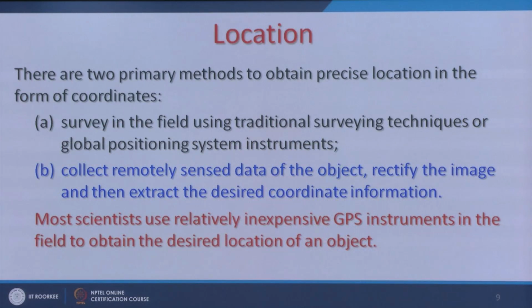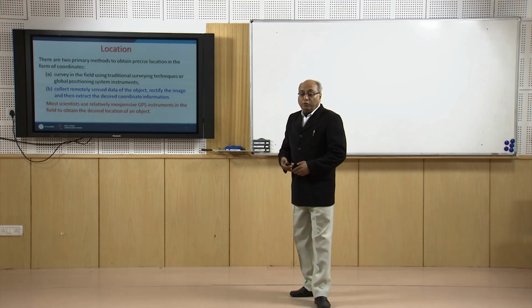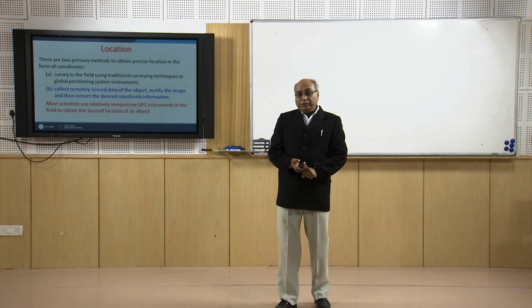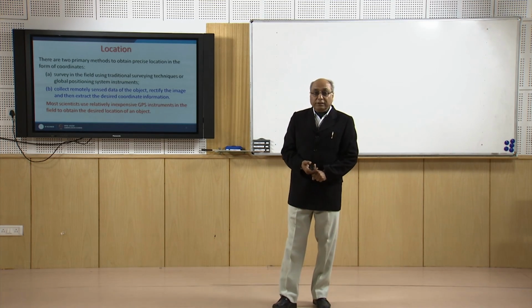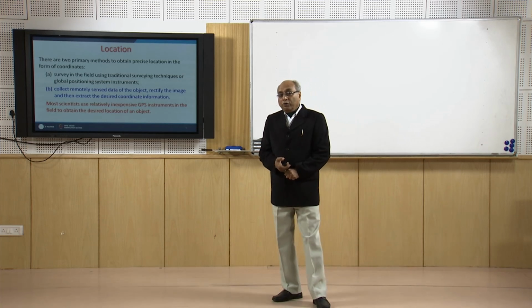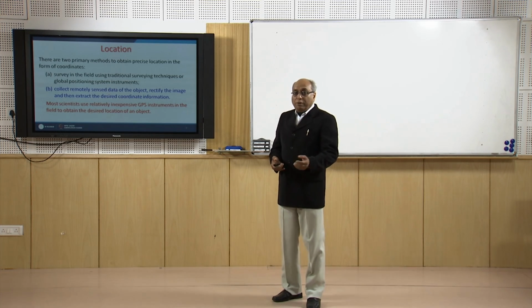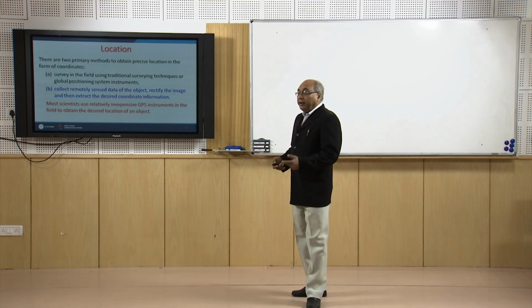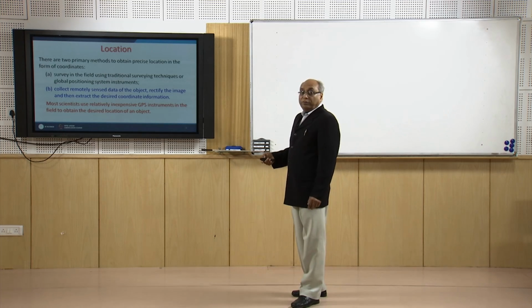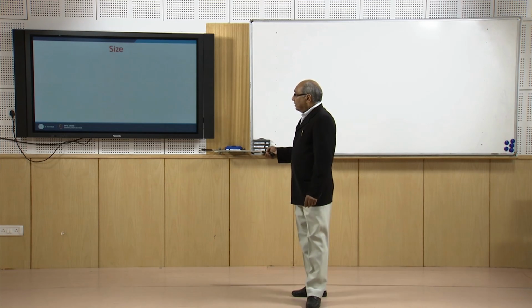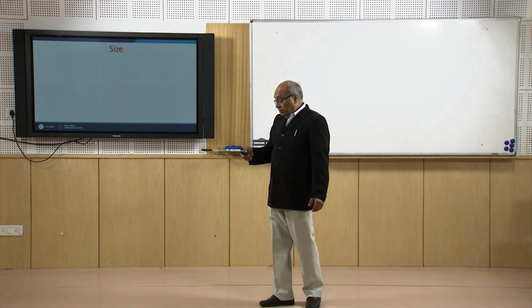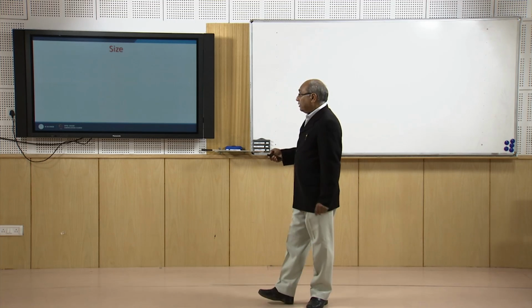Most of the users or scientists use a relatively inexpensive GPS instrument in the field to obtain the desired location of an object. When we go for some mapping, maybe geological mapping or some mineral exploration, maybe for water or for some civil engineering purposes, we might carry our GPS and get the location of that particular object, and that makes a very useful input for image interpretation.